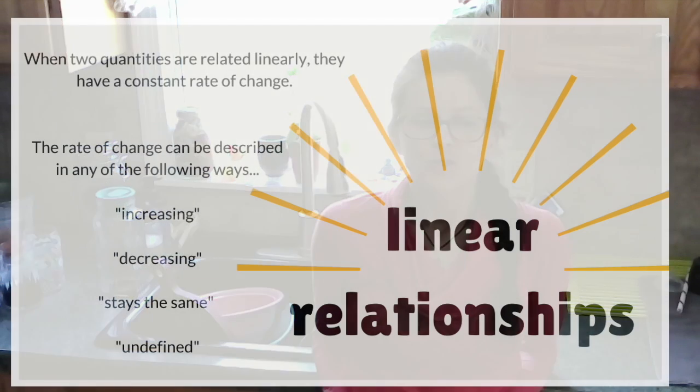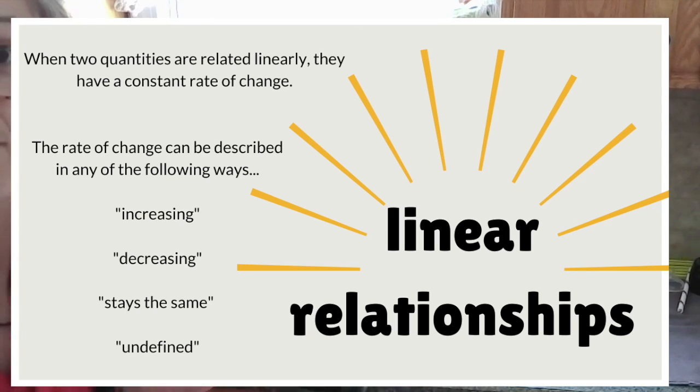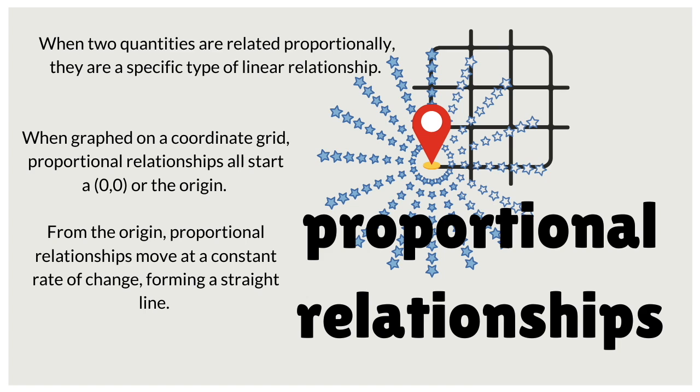To practice math today, we need to focus on some vocab words that will help us look at this experience with a math perspective. First, linear relationships are when two quantities are related linearly. You can describe them like increasing, decreasing, stays the same, undefined. Next, proportional relationships are a linear relationship that starts at the origin at 0, 0.